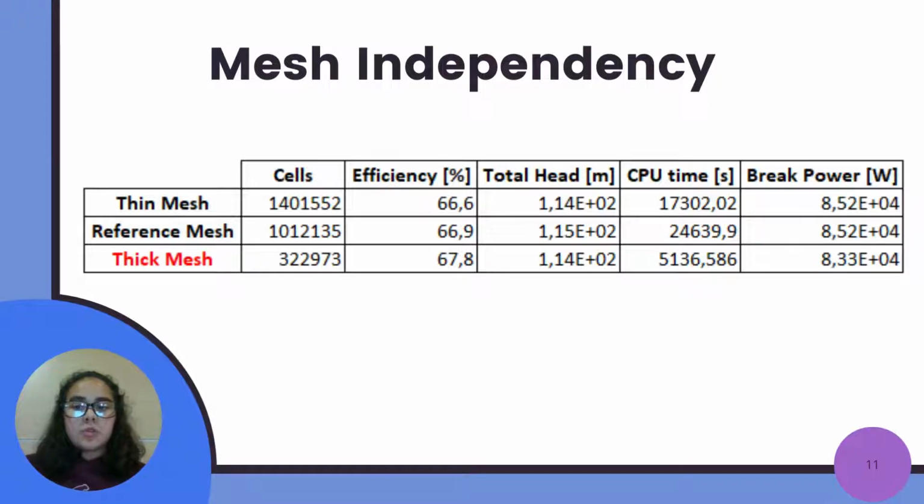Now, finally, the thick mesh, with 30% more than the reference base size, displays an efficiency of 67.8%, a total head of 114 meters, a CPU time of 5,136.58 seconds, and a brake power of 85,330 watts.